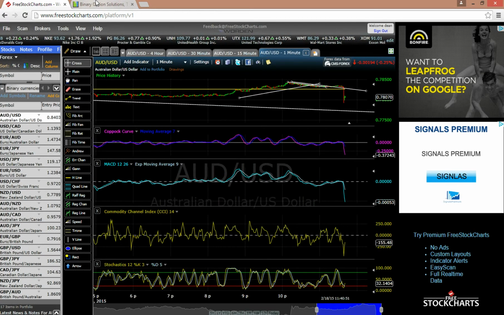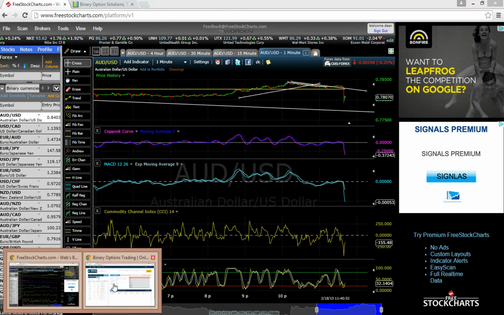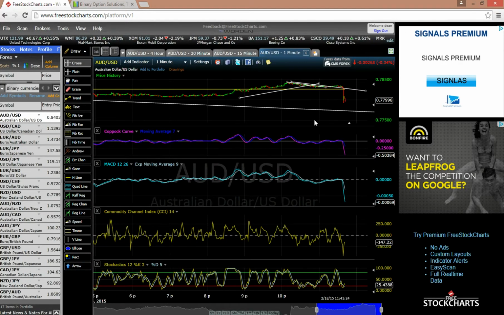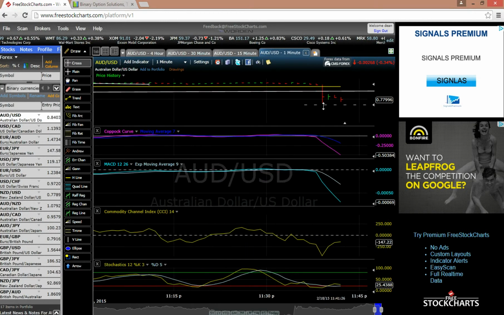Okie dokie. Switch back over to our broker platform, Boss Capital, and we've still got 4 minutes left, and I don't think this has reached the bottom yet. Falling quite heavily. It's looking good for me. And that recovery is usually quite strong. As you can see, we should be onto the recovery any moment now.